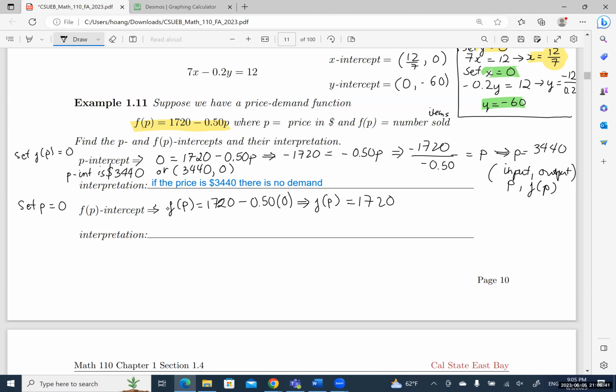So I will say the f of p intercept is 1,720, or the point is 0, 1720.